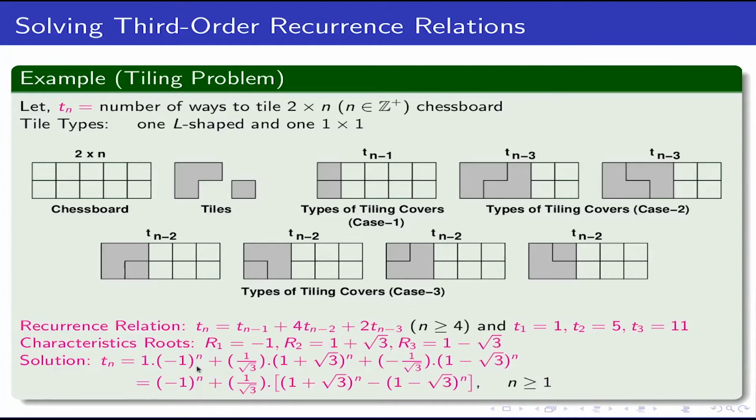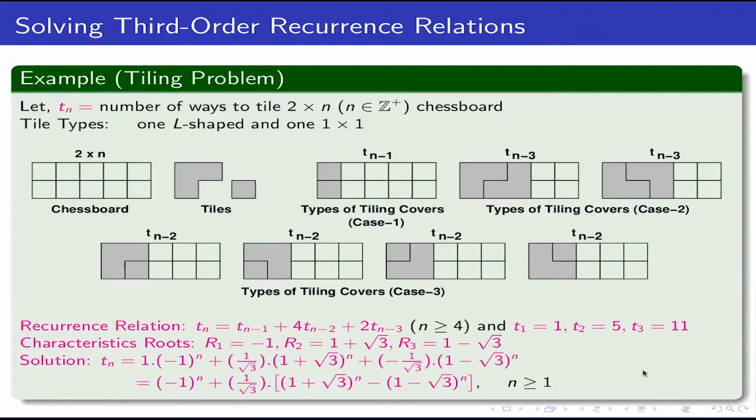Now I apply A1 R1 to the power n plus A2 R2 to the power n plus A3 R3 to the power n, and solve using T1, T2 and T3 for all these 3 constants. You will form 3 equations with 3 constants to solve. You will get constant A1 equal to 1, and A2 and A3 are 1 by root 3 and minus 1 by root 3 respectively. So your final recurrence will be this, and you can verify by putting n equal to 1 here, getting this. n equal to 2 will give you this, and so on.